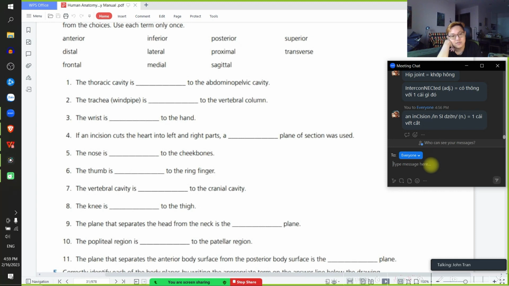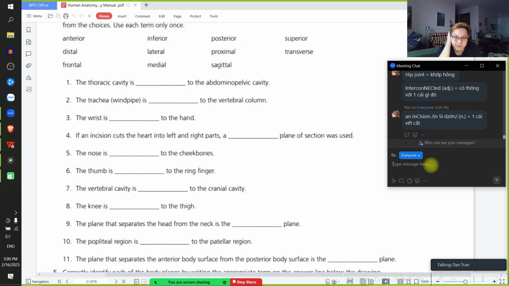Number 7. The vertebral cavity is something to the cranial cavity. Cái khoang xương sống thì là gì so với lại cái khoang mà xương sọ? Xương sống với xương sọ. Cách xa hả? Không cách xa đâu. Basically, the vertebral cavity is the one that supports the cranial cavity. Nó chịu lực cho cái khoang xương sọ mà. Yeah. So what is it then?